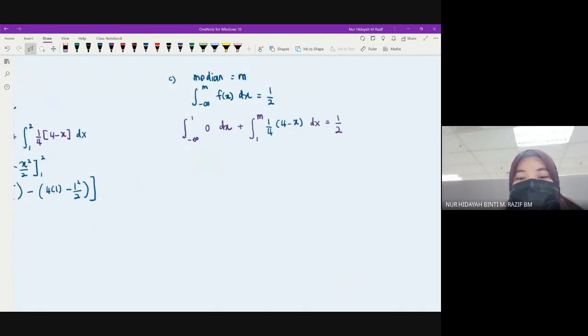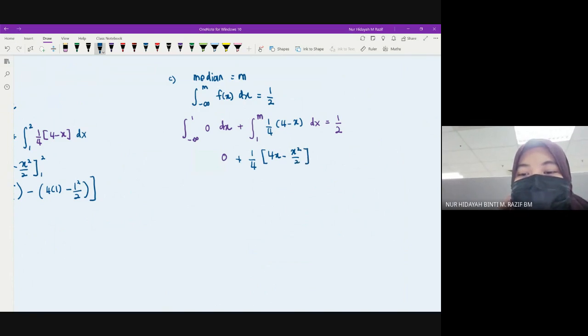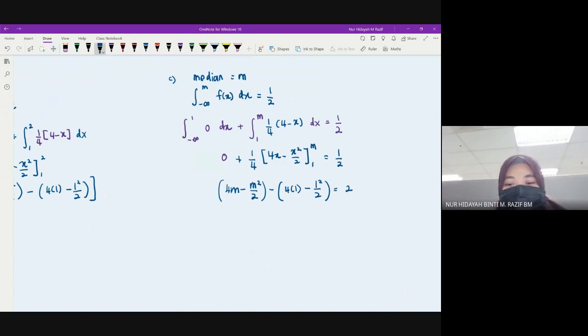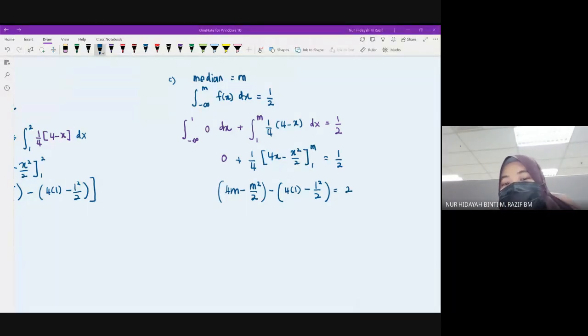So kita boleh kira terus macam ni. Di depan ni dapat kosong, tambah kat sini 1/4. Oh sorry, salah pen. Okay, tambah kat sini 1/4 keluarkan, integrate dapat 4x tolak x square per 2 daripada 1 sehingga m. Nilainya mesti exactly 1/2. So I can just remove kosong, tak ada masalah, darab semua sekali dengan 4. So I have 4, masukkan nilai. So 4m minus m square over 2 ditolakkan dengan kat sini 4 times 1 minus 1 square over 2, that should be equal to 2. Kenapa? Sebab saya darab semua sekali dengan 4.